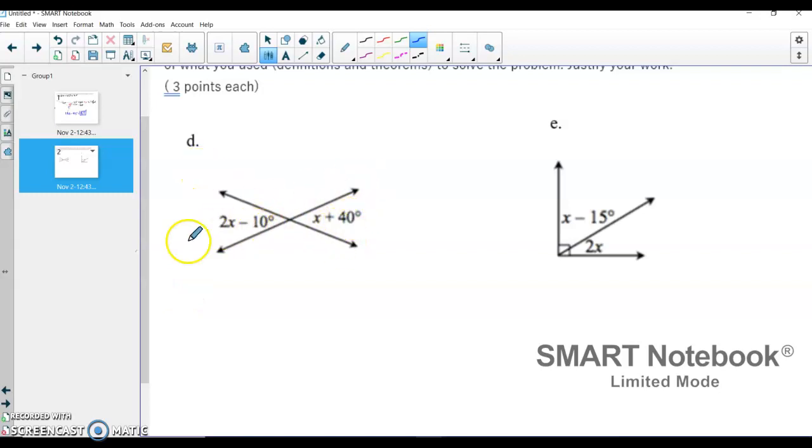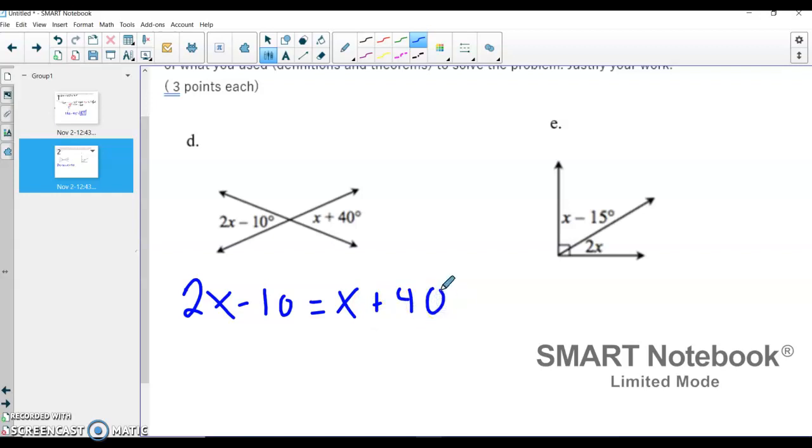When I see lines intersecting and angles across from one another, I know those are vertical angles. And I know vertical angles are congruent, which means these two angles are congruent. So the way I'm going to have to solve for x here is I'm going to have to set the two equations equal to each other. So I get 2x minus 10 equals x plus 40.